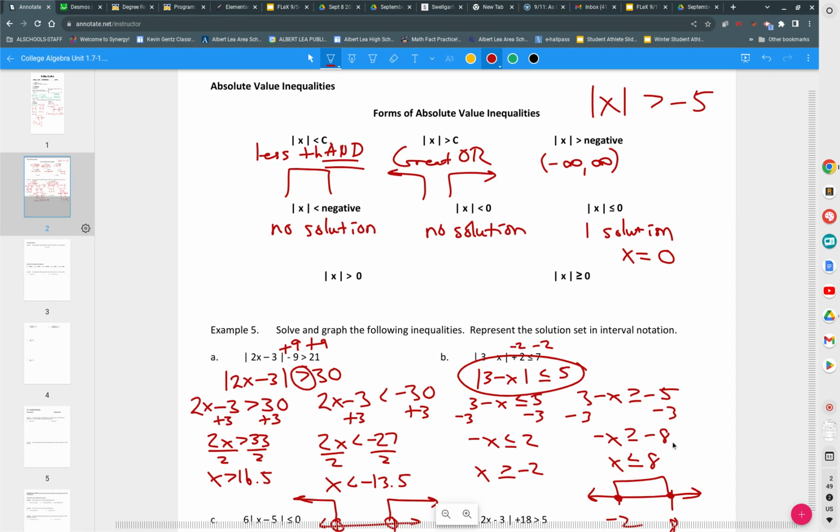If you look at this one, it says the absolute value of x is greater than or equal to 0. If it's got to be positive, it's always going to be greater than or equal to 0. So in this situation, we again have all real numbers from negative infinity to infinity.